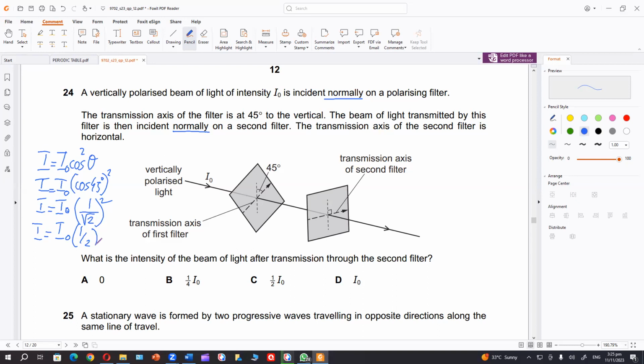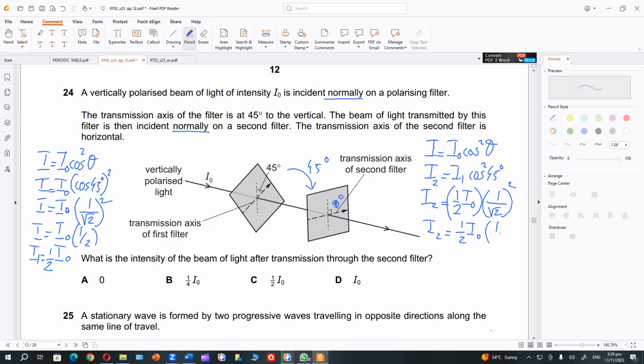This is the first filter. Should we apply the rule of half? Because for the second one, the angle is 90, perpendicular axis. So this is the working for part B.